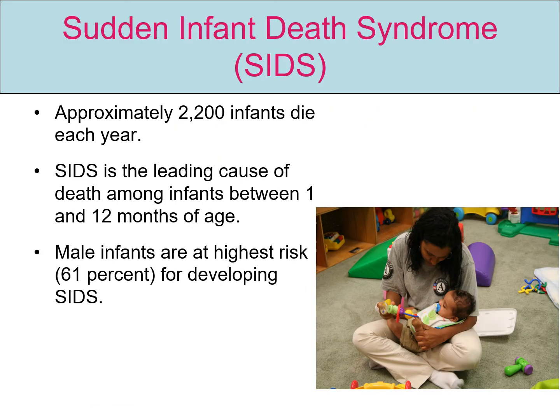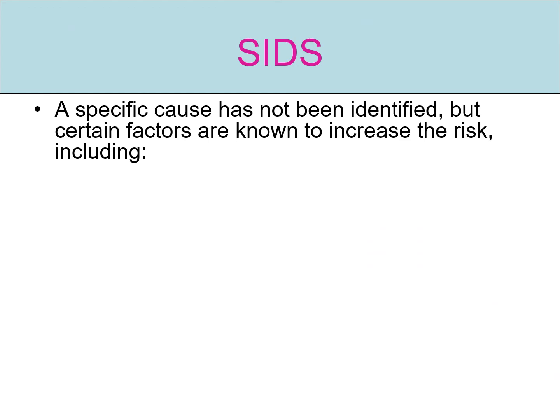Sudden infant death syndrome, or SIDS. Approximately 2,200 infants die each year from SIDS. It's a leading cause of death among infants between 1 and 12 months of age. Male infants are at higher risk, 61%, for developing SIDS. A specific cause has not been identified. That's why it's called a syndrome. But certain factors are known to increase the risk of SIDS.